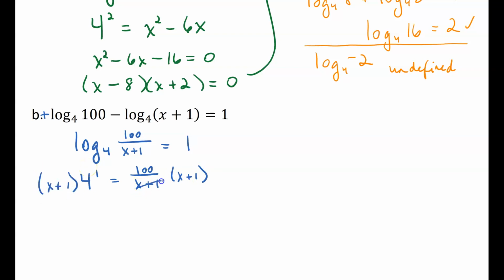All right, that's going to take care of that and that. And now I have 4 times x plus 1 is equal to 100. I could distribute that 4 through and solve, or what else could I do? I can just divide both sides by 4.